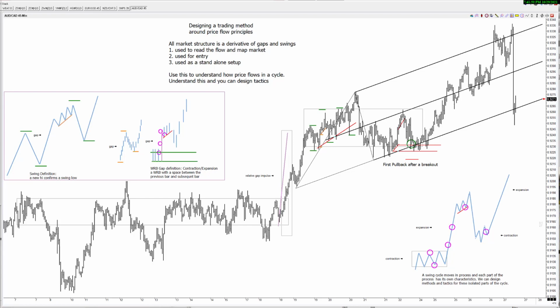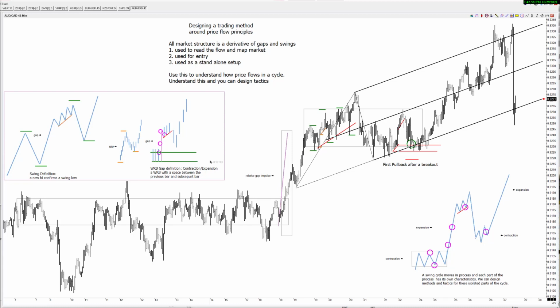The main thing I want to talk about in this first video is, if we're going to build a method, I want to understand how price moves in its cycle. A swing cycle moves in process, and we're going to concentrate on this little piece right here in this session, so we can really understand the way price moves. If we understand how price moves, then we have a solid foundation to build on. I'm not going to be teaching any setup methods here or anything else today. We're just going to talk about understanding this, because if we don't understand this, how are we going to build methods?